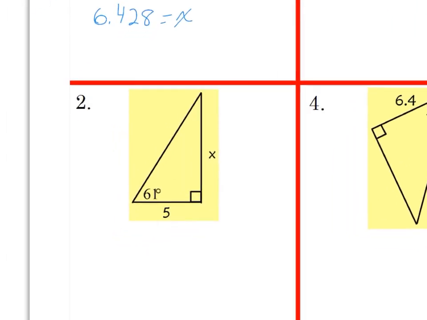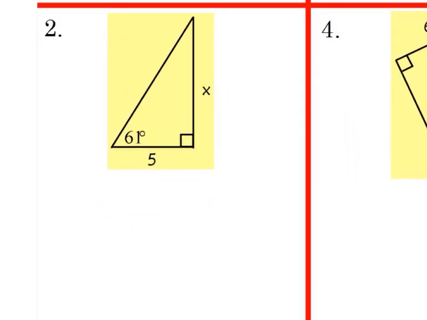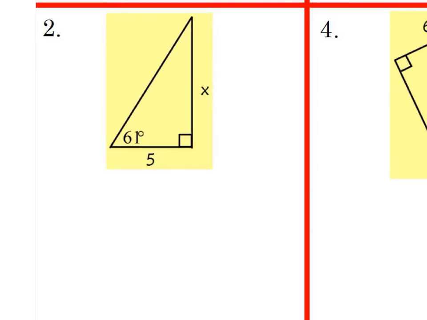So let's go to number 2 down here. Again, look at my reference angle, which is 61. I have the opposite side, I have the adjacent side. So I'm going to set that up as tangent of my reference angle, which is 61 degrees, equals opposite over adjacent. Tripping on apples. I got x over 5.